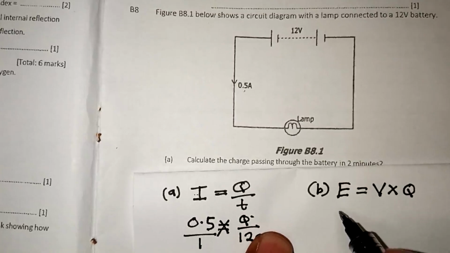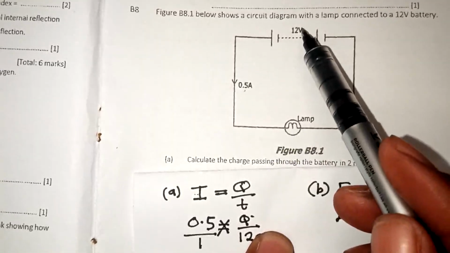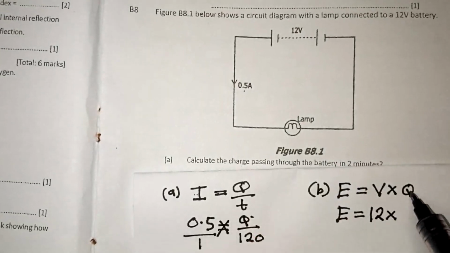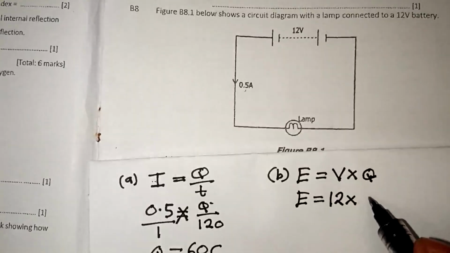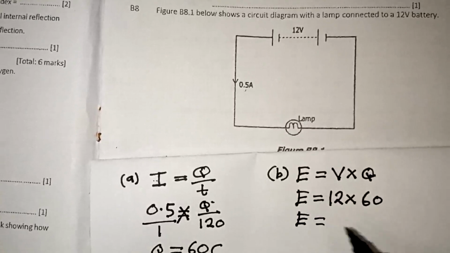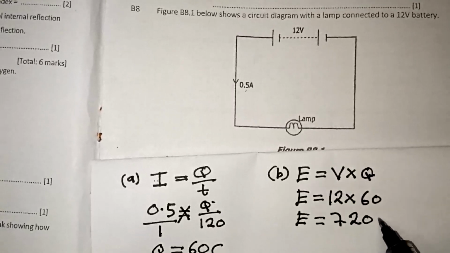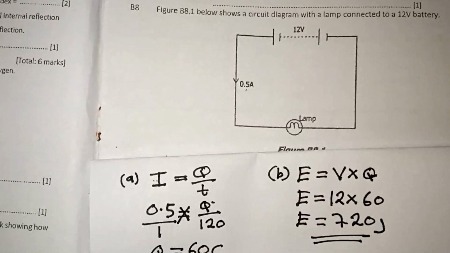Therefore, the energy is equal to voltage. We have 12 volts here. This is the voltage, so we say 12 times the charge. The charge, we have 60 right here, so you put 60 here. Therefore, the energy is equal to 12 multiplied by 60. That will give you 720. Energy is measured in joules. So this is the answer right here.